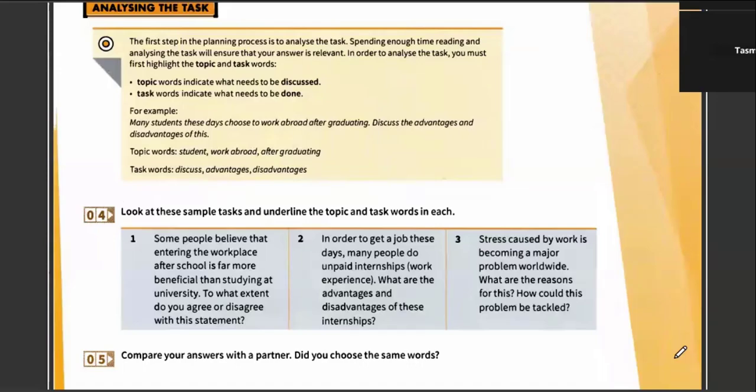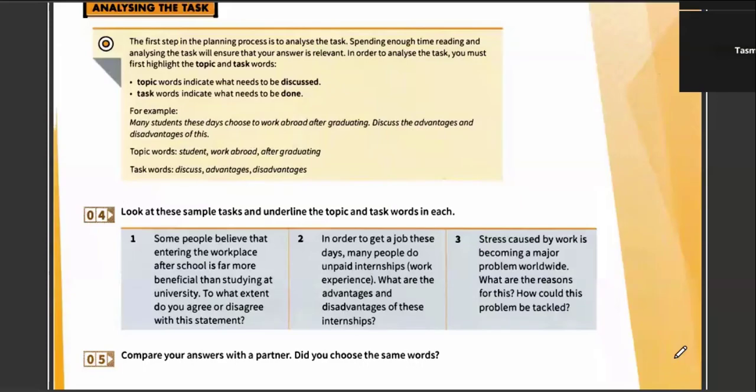The word topic indicates what needs to be discussed, what we will be discussing in the essay. That is the topic. And what is the task word? Task word indicates what needs to be done. Okay, so I'll clear it out. You can see the example here. One of the topic and task is given here.